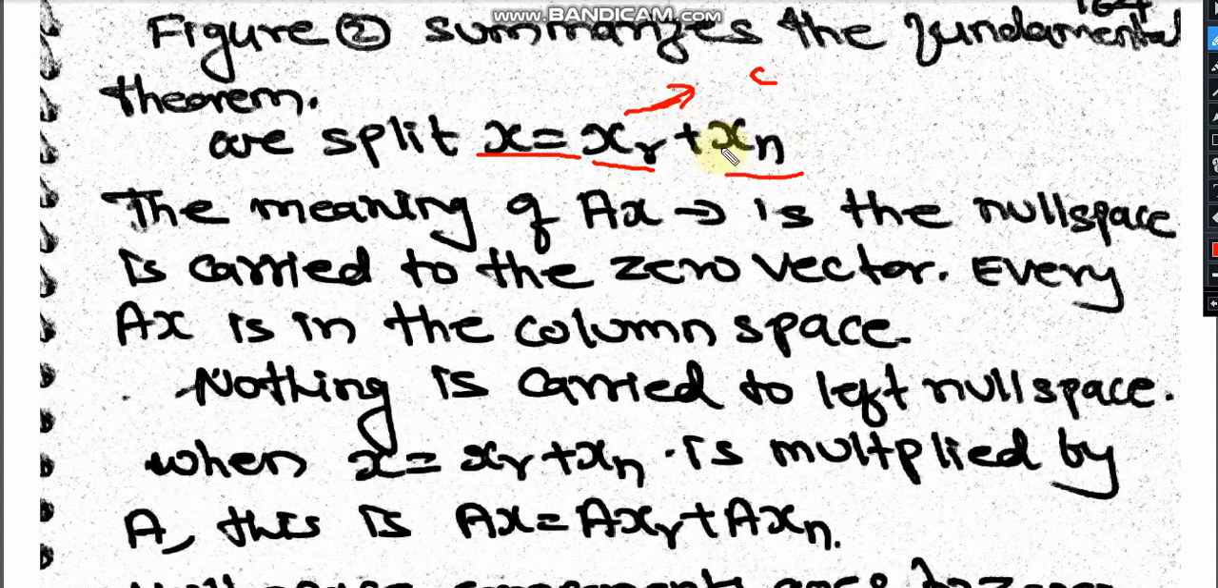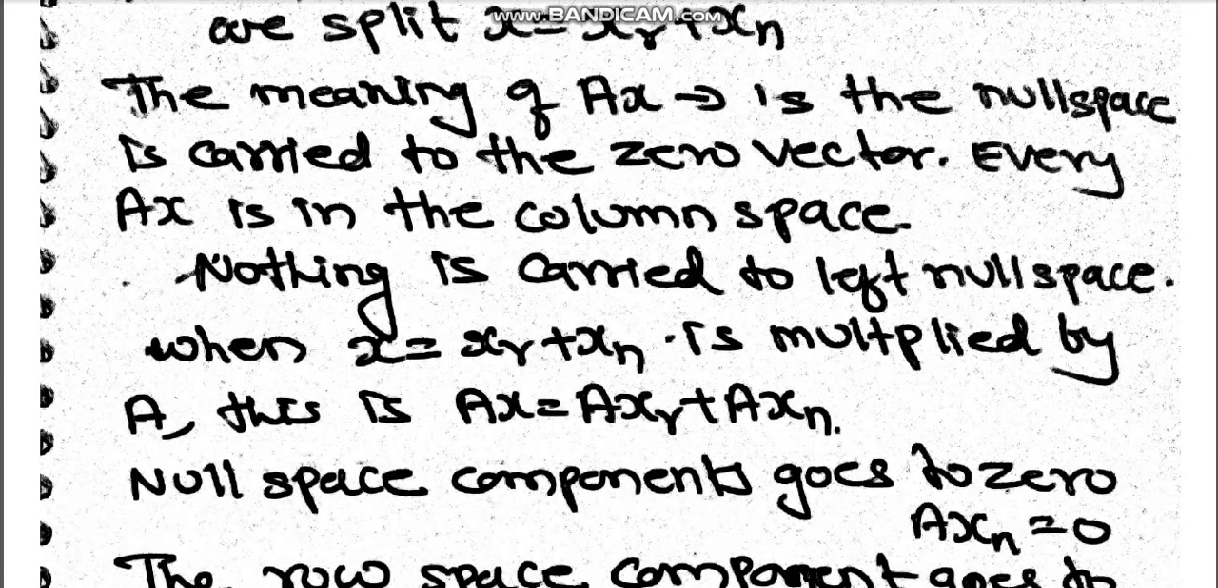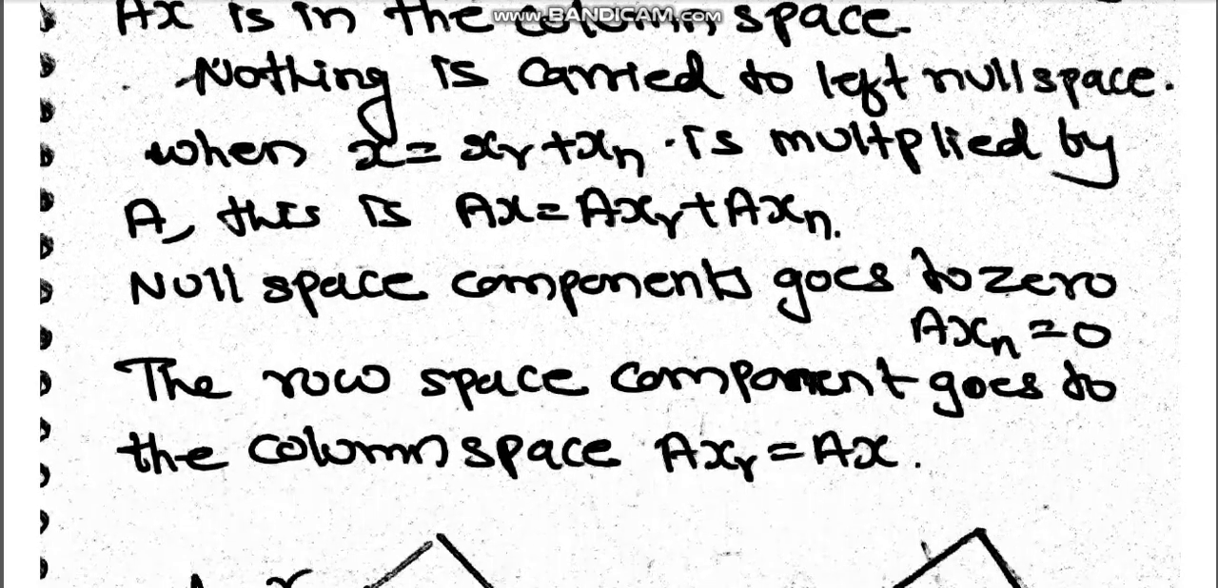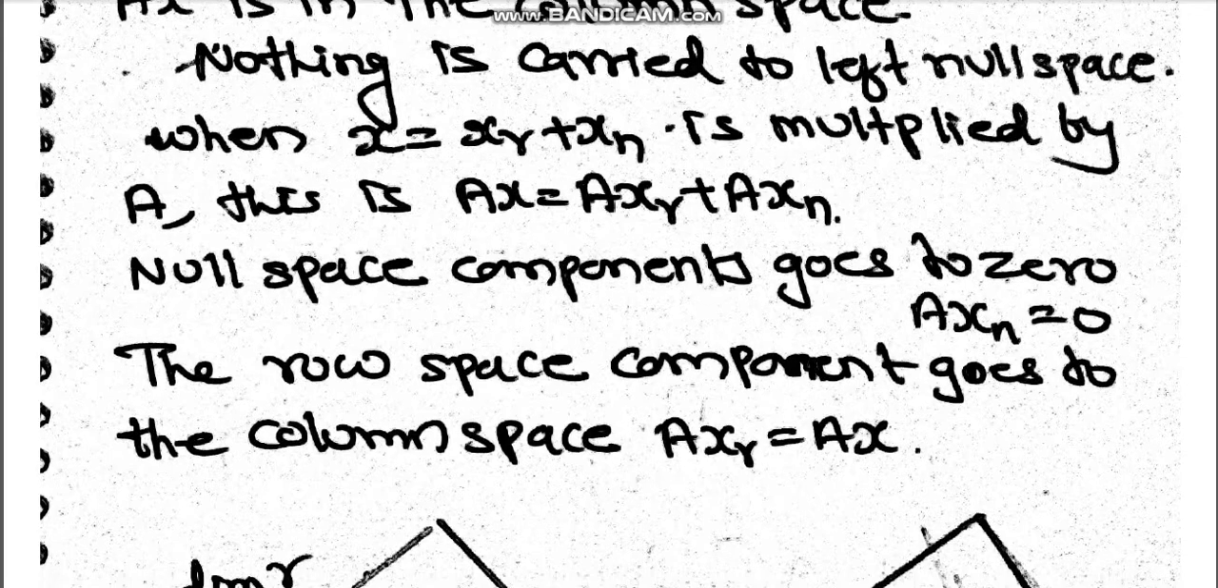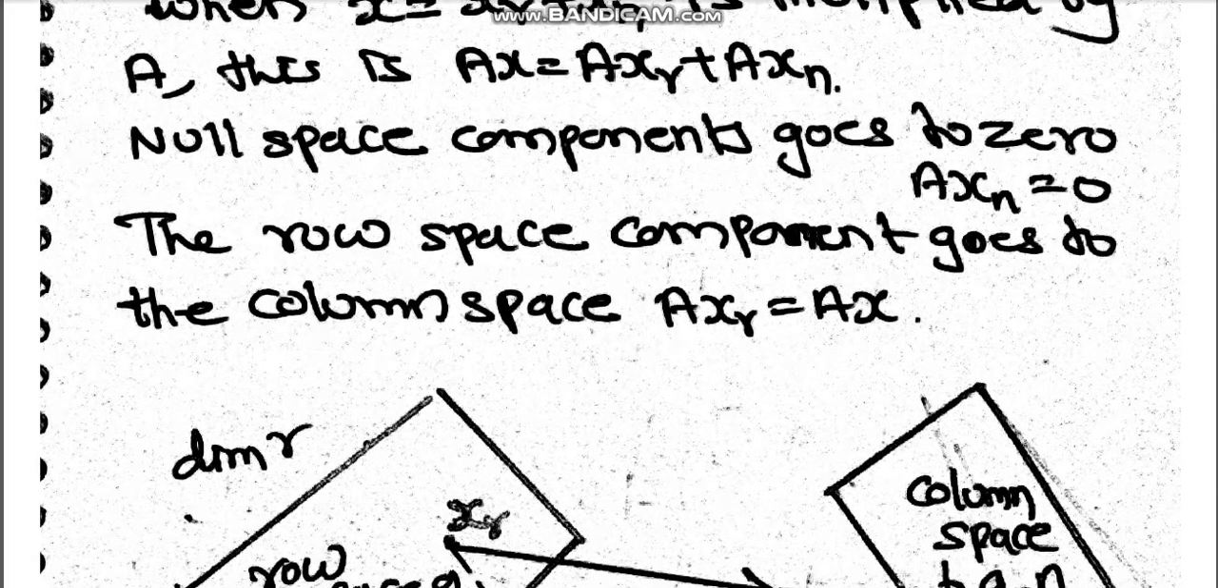So it goes to the column space, and the null space goes to x, and Ax equals 0, that is Axn equals 0. So you have the null space going to 0 and the row space going to the column space. So you can define x in terms of the figure.